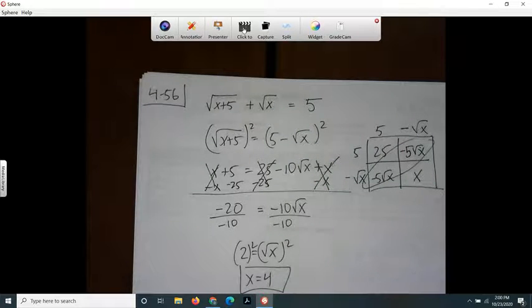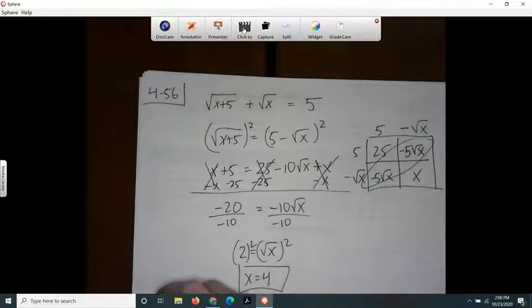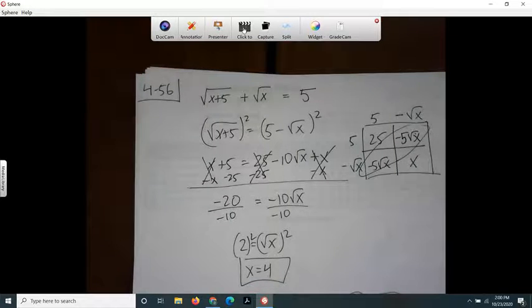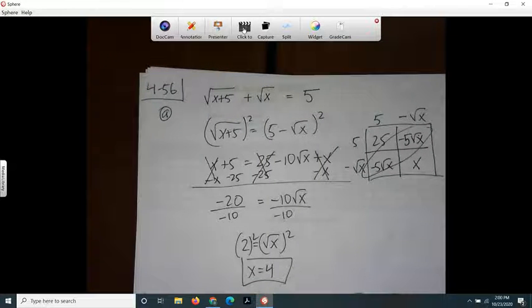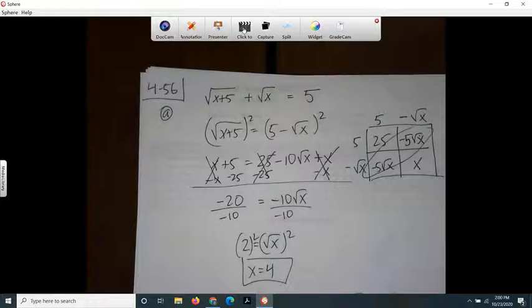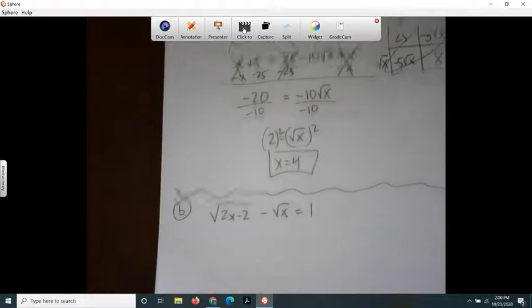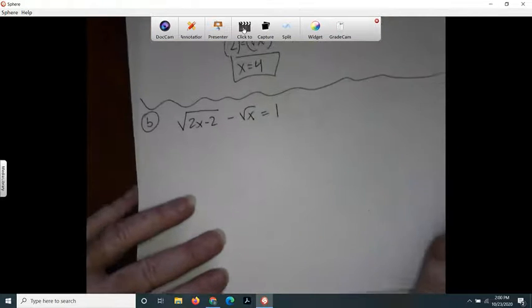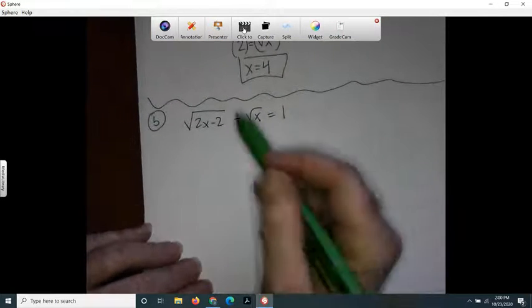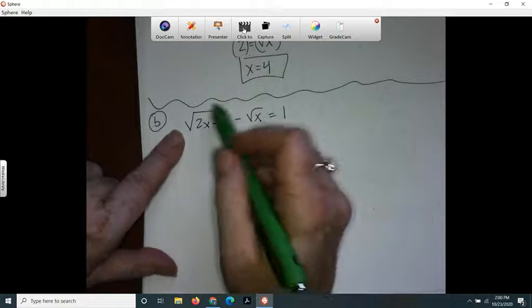And then for the second part, doesn't it have letter B? So that was letter A. For letter B, it wants square root of 2x minus 2 minus square root of x equals 1. Okay, so we can't just square both sides yet. We have to get one of the radicals by itself.